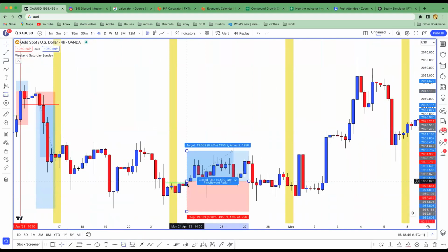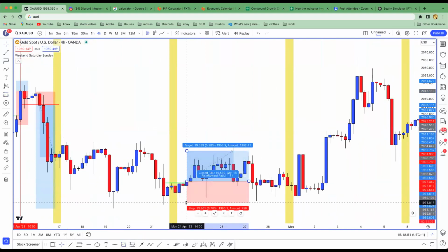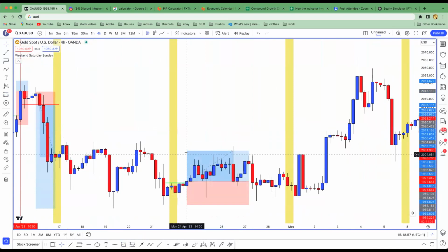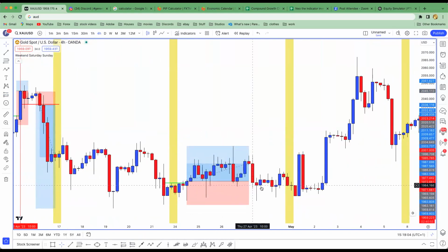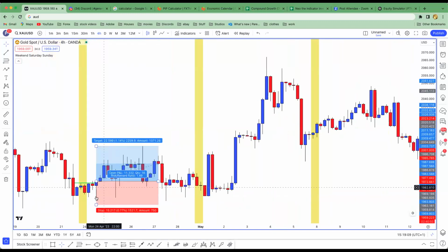Long, here. Stop loss below. Where is this? 120, so about 150. There. Did it go bearish? Nope. Did it go bearish here? Oh, wow. It didn't go bearish, you know. Ooh, beautiful.